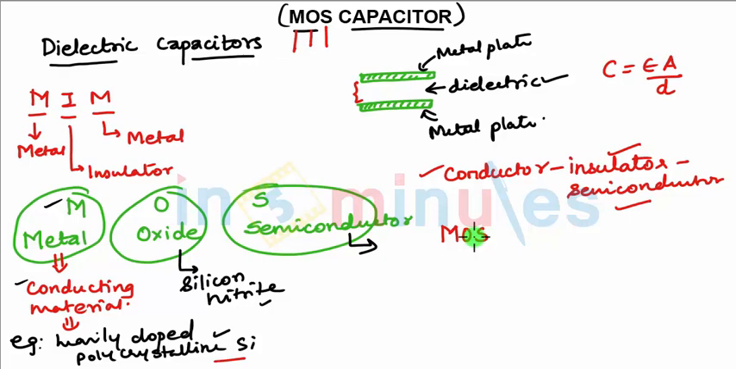Now why do we require this? Basic understanding is required for understanding the working of the MOS device. For example, for the working of a MOSFET you need to know how the MOS capacitor works. Now coming to the ideal MOS capacitor.